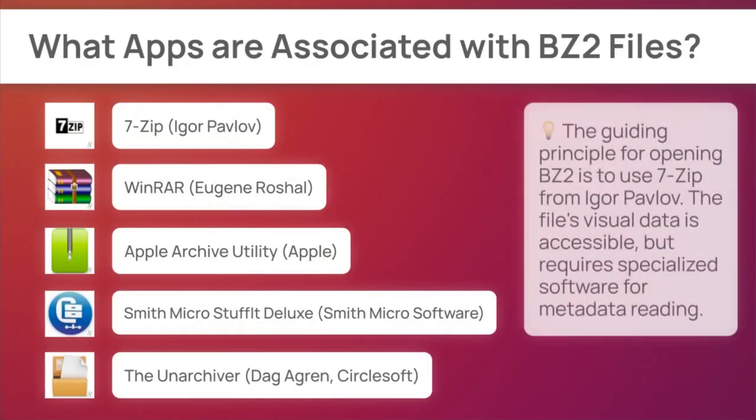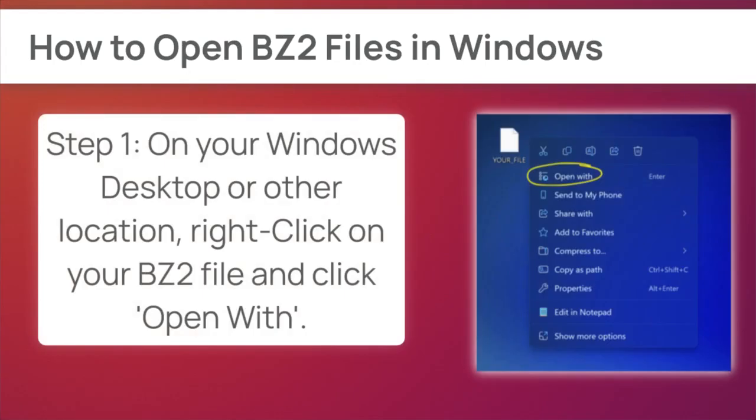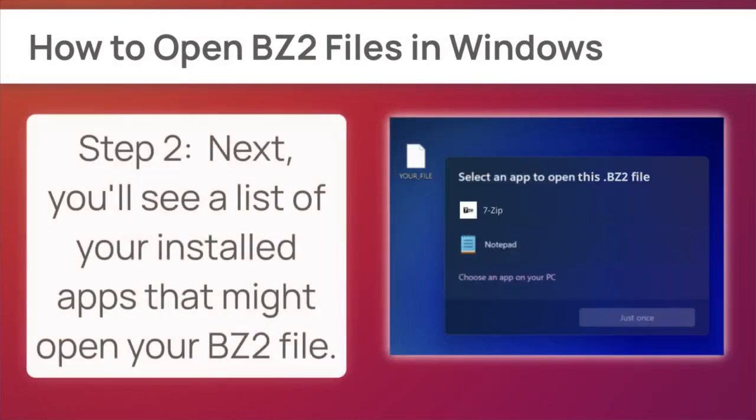The file's visual data is accessible but requires specialized software for metadata reading. Windows may offer basic recognition, but viewing or unpacking requires matching archive tools. Begin the compatibility check by right-clicking your BZ2 file and selecting Open With. Use 7-Zip if it's an option.